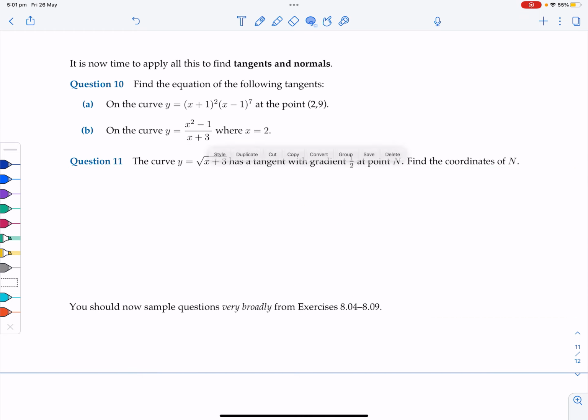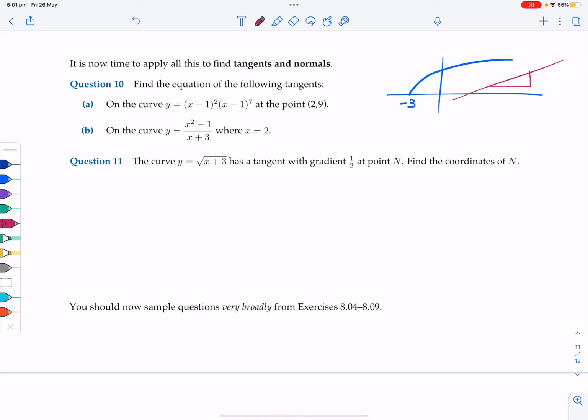And now last one, which has a slightly different focus. The curve y equals square root of x plus 3, which by the way looks like that, has a tangent with gradient half. Now, gradient half means you go across 2 and up 1. So that's a gradient of a half. So somewhere here it's got a gradient of a half.